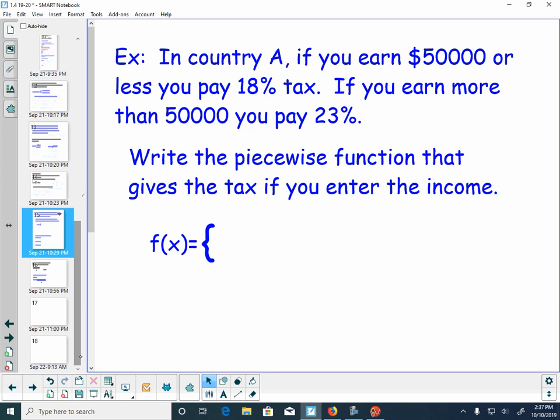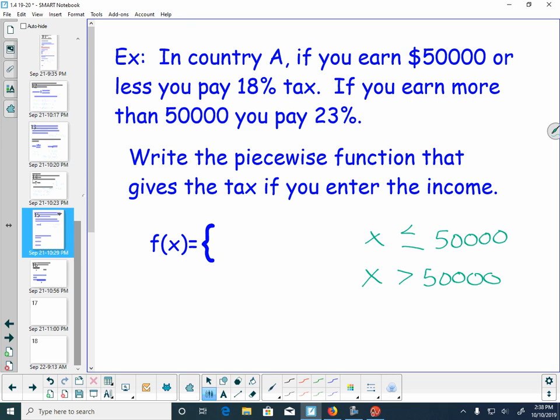Anybody got any thoughts so far? I know that for the one part, it would be like x is greater than... All right, so Ellie says that part of it has to be x less than or equal, is that right? If you're 50,000 or less, so x less than or equal to 50,000, right? And then what's the other one going to be? X greater than 50,000. Yeah, just greater than 50,000. Everybody agree? So now you've got to come up with what's your function to go along with those limiting pieces, right?